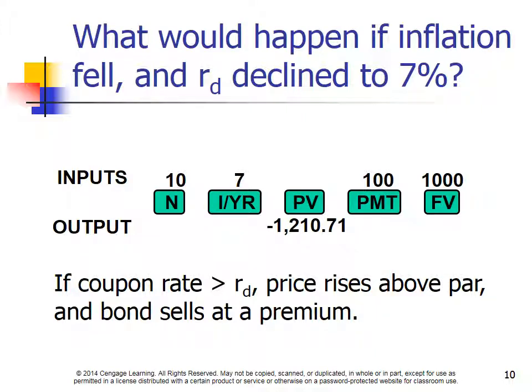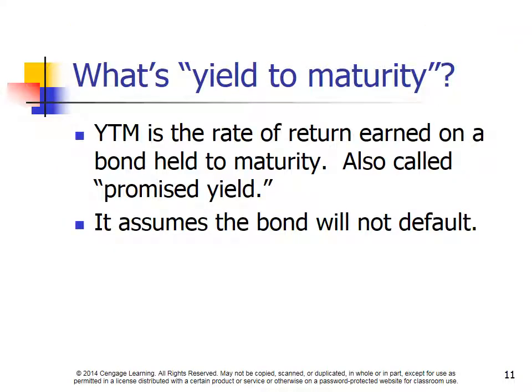Similarly, we can find out what happens if the discount rate declines to 7%: the bond value will increase above par.